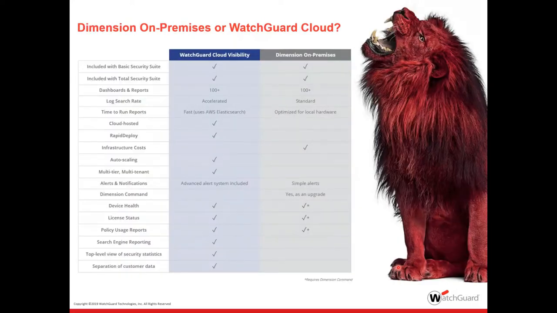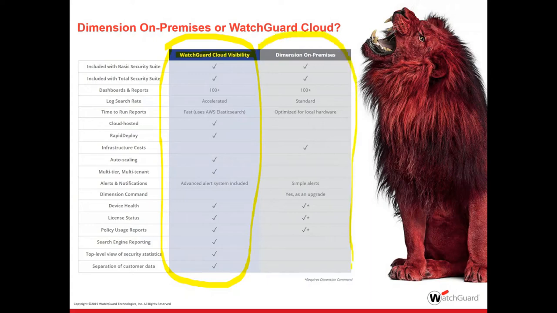Now, comparing the two, let's compare Dimension on-premise versus WatchGuard Cloud and let you see what the differences are. So WatchGuard Cloud is in this column here, right? And then the other column is if you have Dimension on-premise. You're probably familiar with this one already, right? So I'm going to walk you through what these things are and briefly touch on the benefits of them, and then we'll show them to you. You get a laser pointer. These are the basics. I'm going to jump to the log search rate.